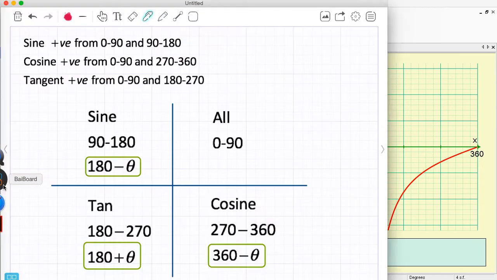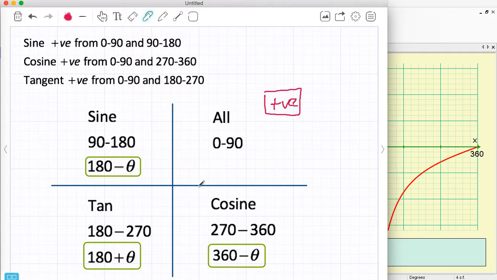Now, there are various ways of thinking about this. Here's the information we just got. We can say that everything's positive from 0 to 90. Only the sine from 90 to 180. Only the tan from 180 to 270. And only the cosine from 270 to 360. And we're looking here at positive values, which means that if it's not positive, it's negative.